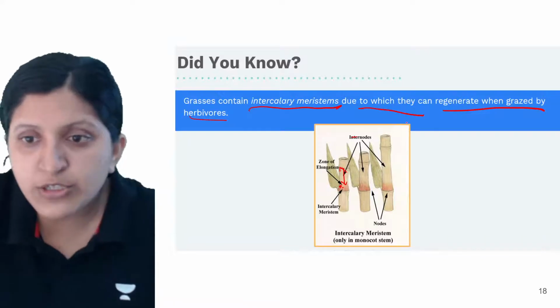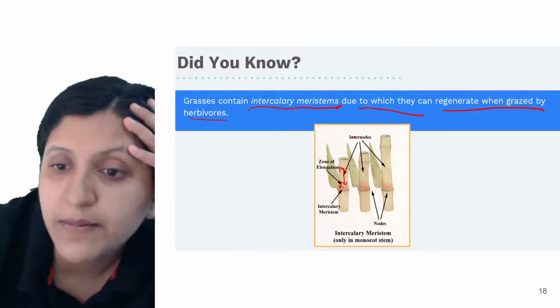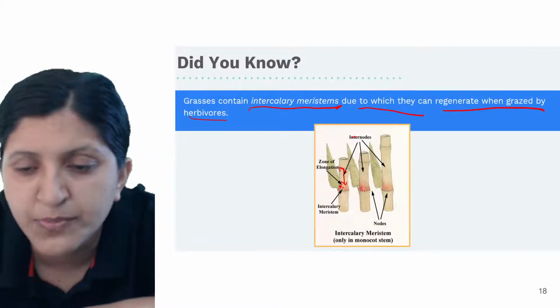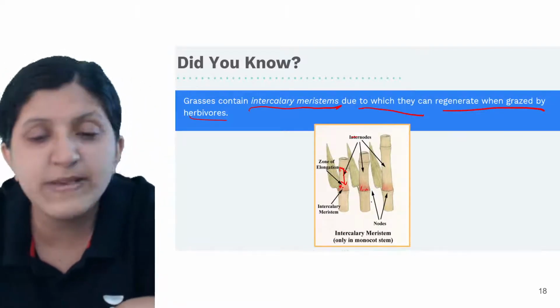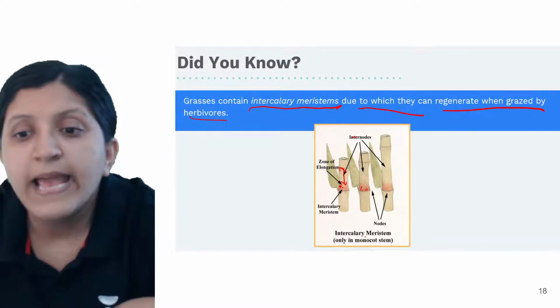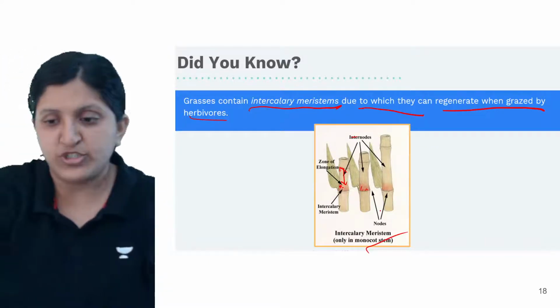This is an internode. Then you can see zone of elongation. Intercalary meristem is that red part which is given, a red tinge part is given, no? So that is basically the intercalary meristem. These are nodes there. Intercalary meristem is mentioned only in the case of a monocot stem.